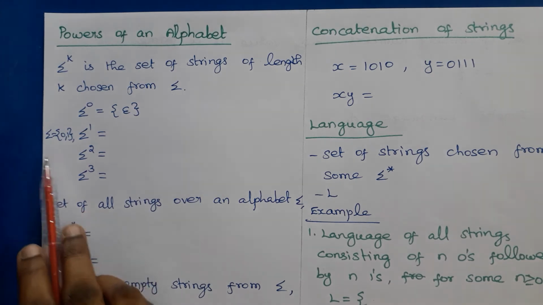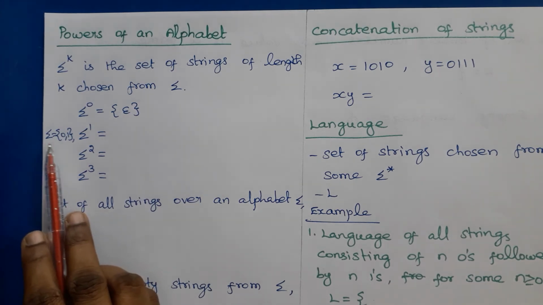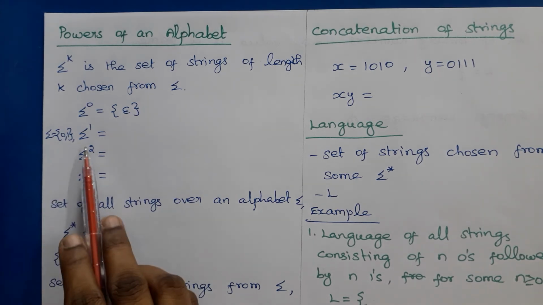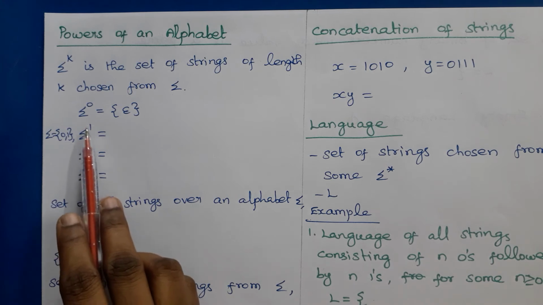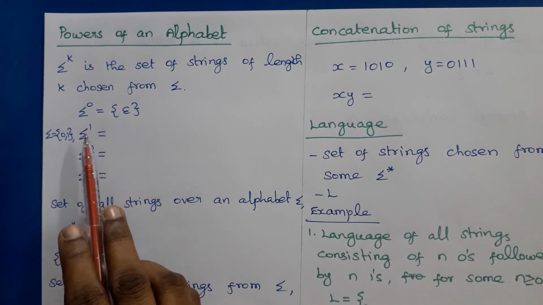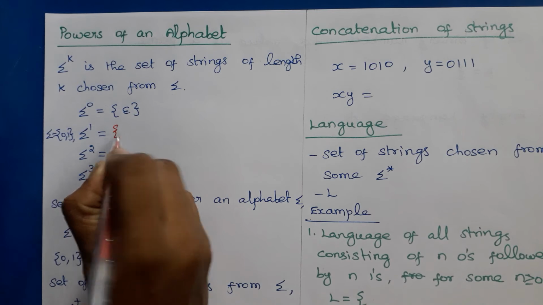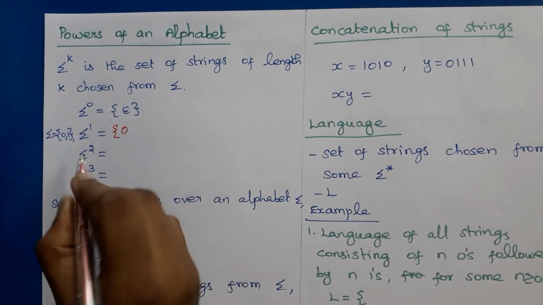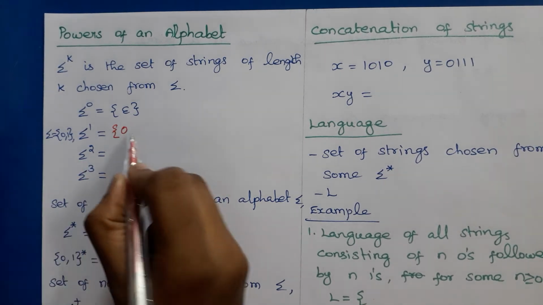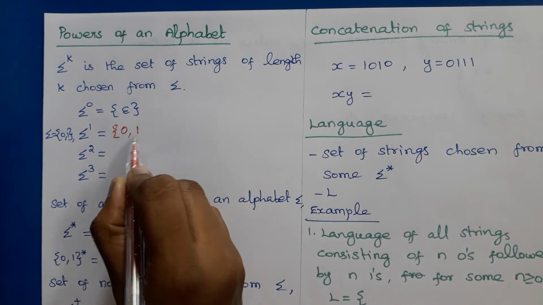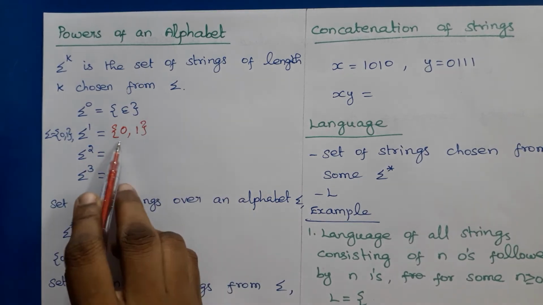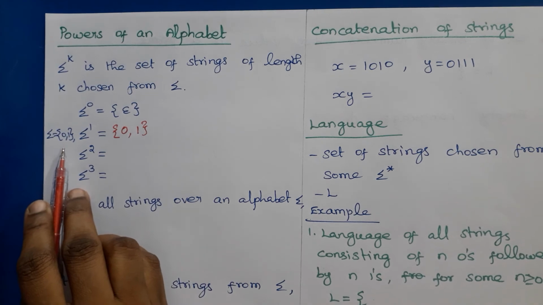Then let us take the binary alphabet. So sigma is {0, 1}. Now sigma to the power 1 means we need to choose all the strings with length 1 from this alphabet. So 0 is a string of length 1 that can be chosen from this alphabet, and 1 is a string with length 1. So only 2 possible strings can be chosen from this alphabet.